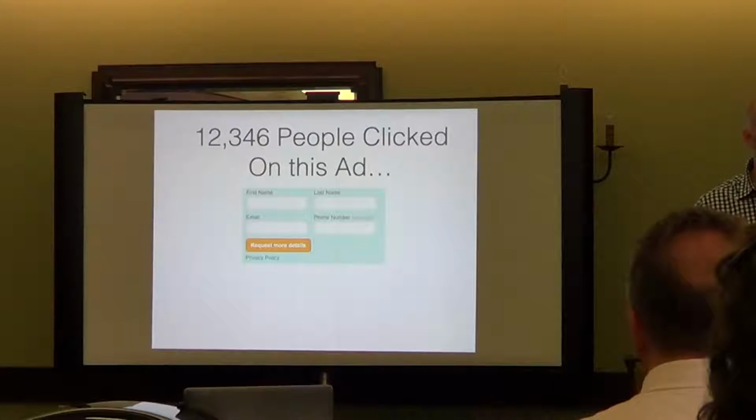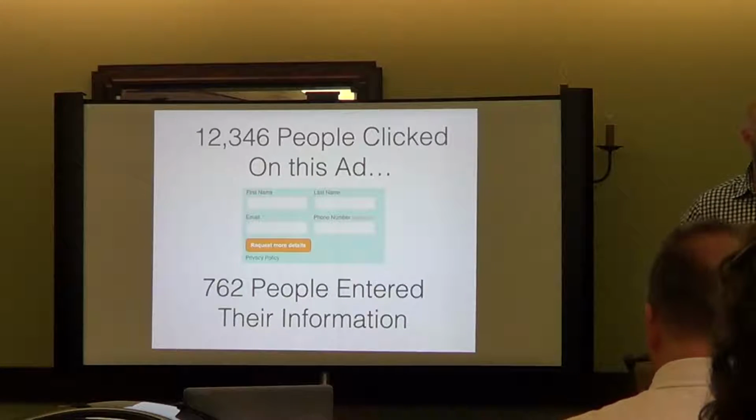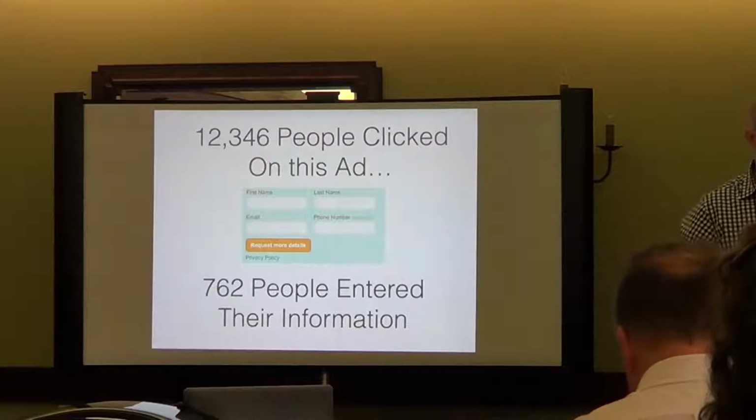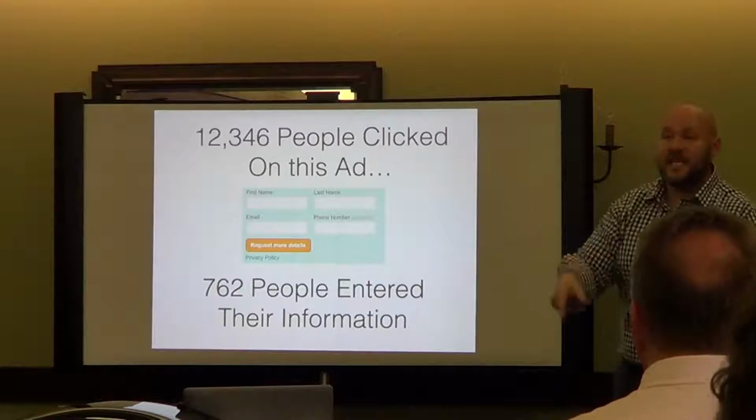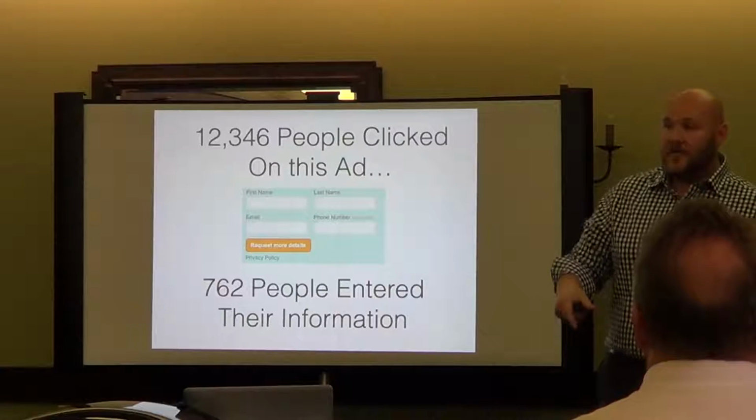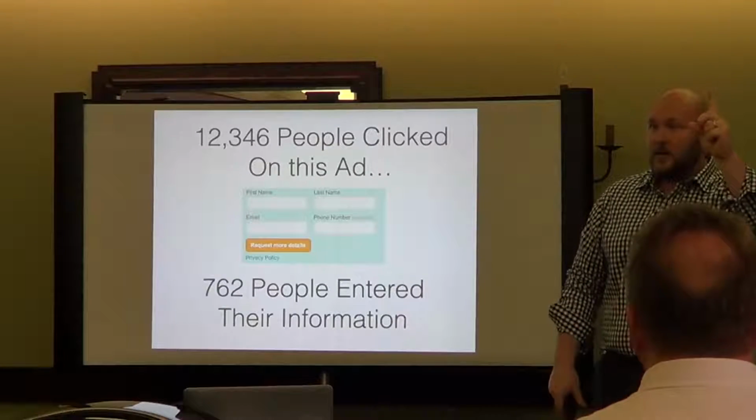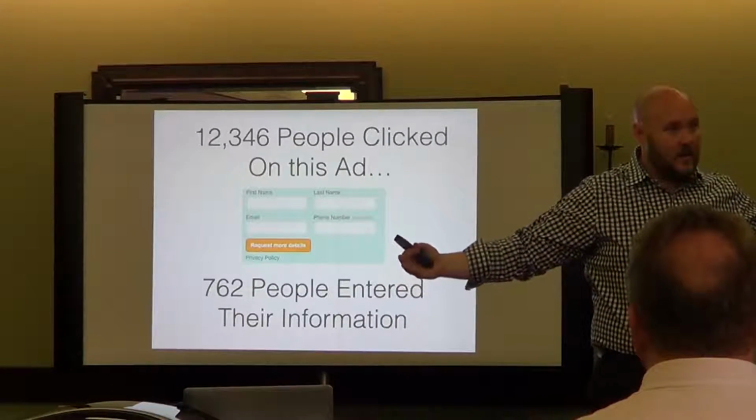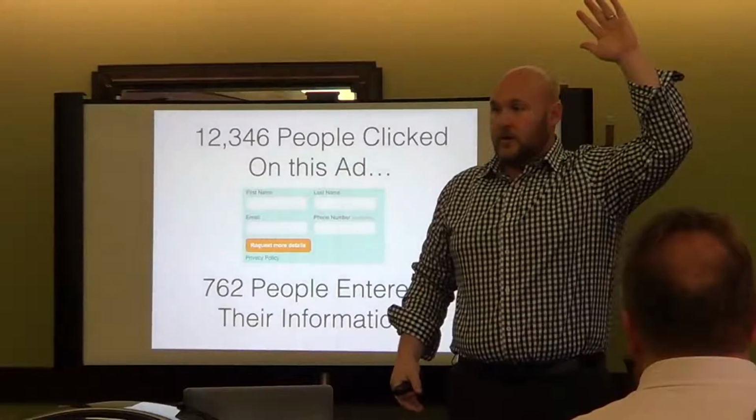Of those 12,000 people, 762 entered their information. What does she have? Buyer's list. A buyer's list. I don't care if 761 of those people are deadbeat names. It takes one person to do a deal, doesn't it? You're casting a wide net. Okay, raise your hand if you think this is just a little bit better than putting up signs around the neighborhood.